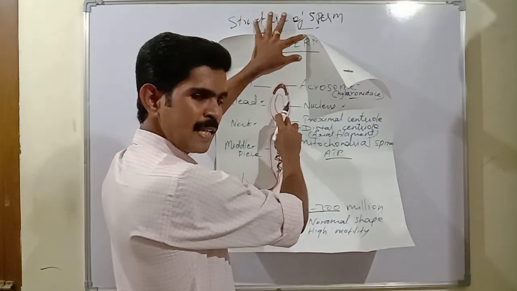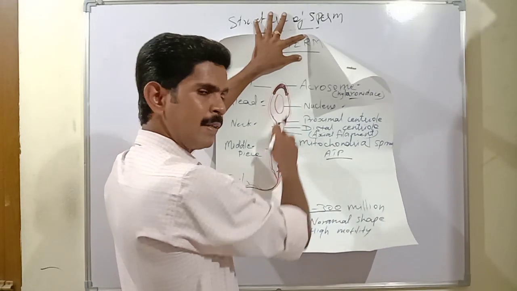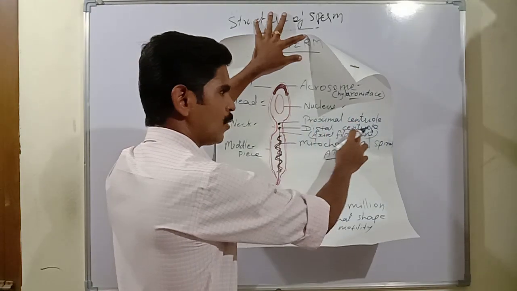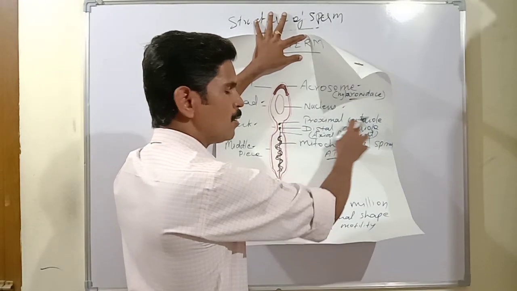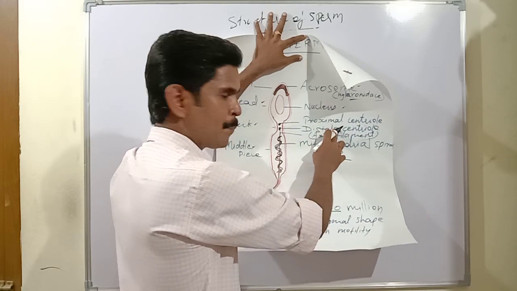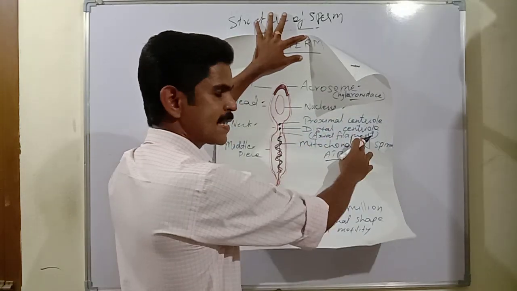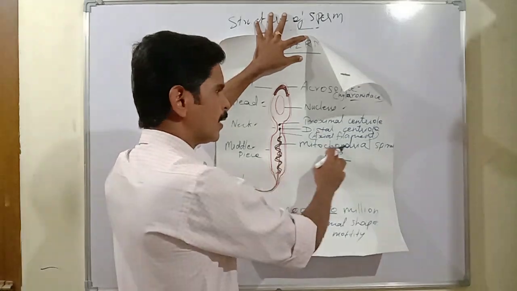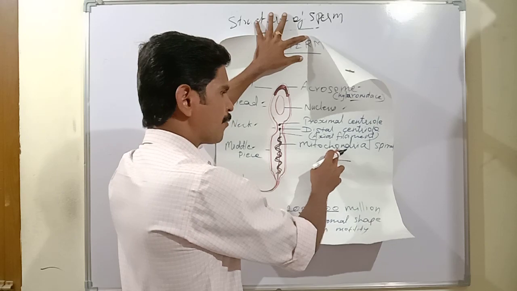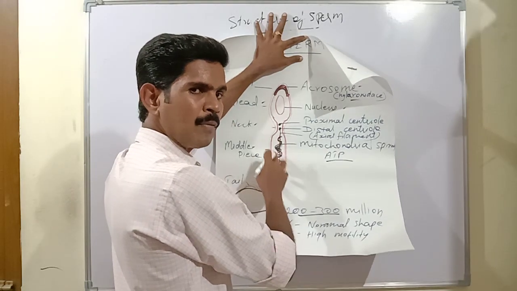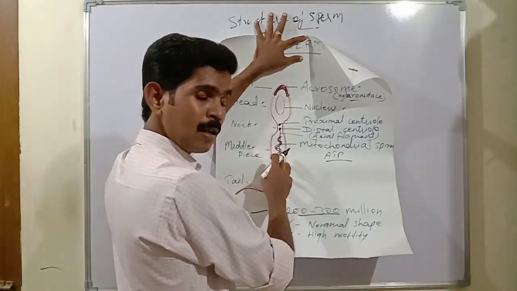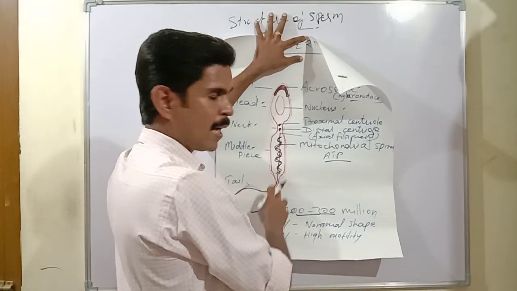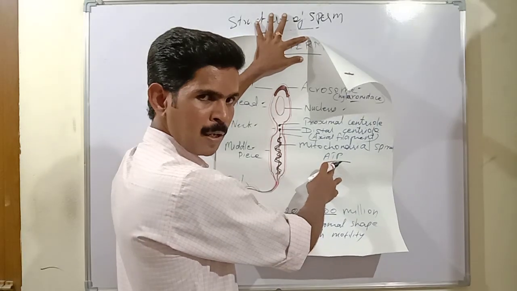The neck region is a very short region connecting the head with the middle piece. It has 2 centrioles. One is proximal centriole and the second one is distal centriole. Proximal centriole is involved in the zygote division. Then the distal centriole forms the axial filament. Then middle piece. Middle piece consists of only one cell organelle, that is called mitochondria. The major function of the mitochondria is providing energy, not nutrients, energy to the sperm for their movement, and the energy is provided in the form of ATP molecule.